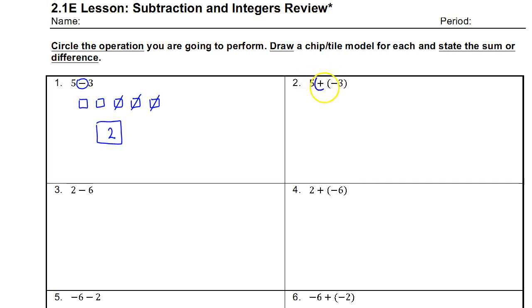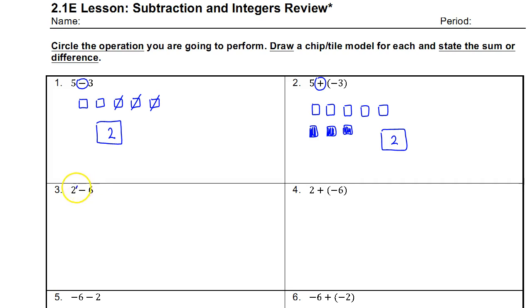For number 2, I'm adding 5 and negative 3. So just like number 1, I start with a positive 5, so 5 unshaded chips. But for addition, I'm going to add on to my model, and in this case, I'm going to add negative 3, just like the expression tells me. When I add negative 3, I can see that 3 zero pairs are formed, and all that would be remaining in my model is a positive 2. So the sum is 2.